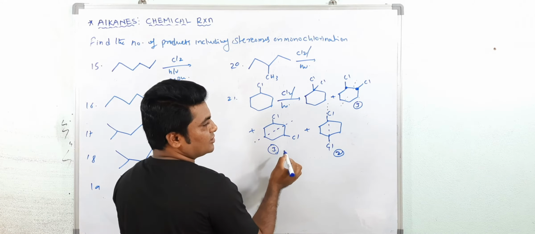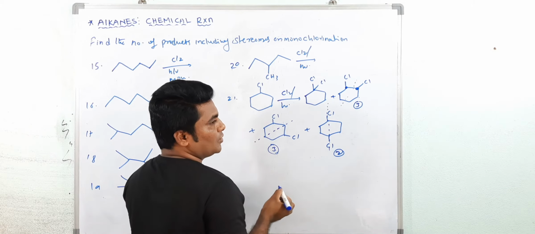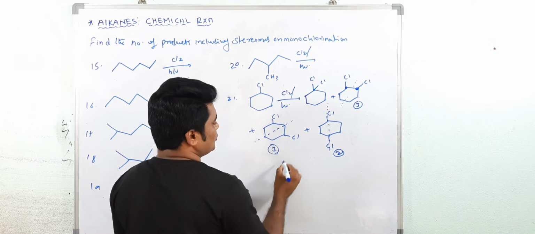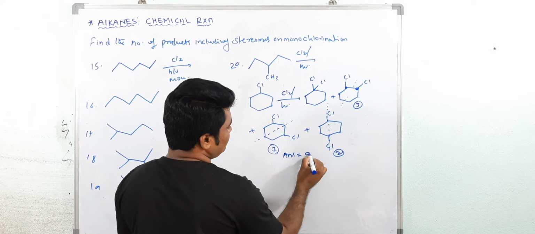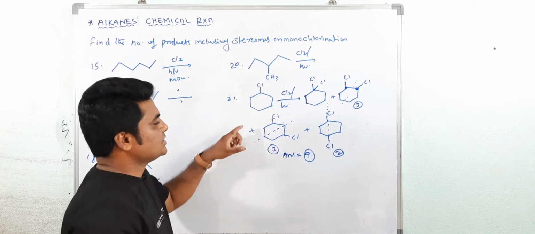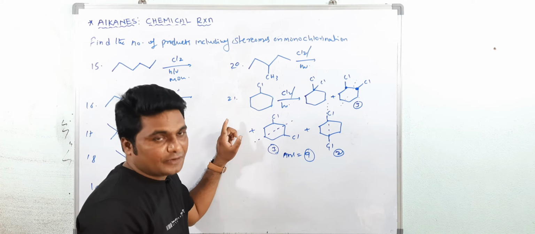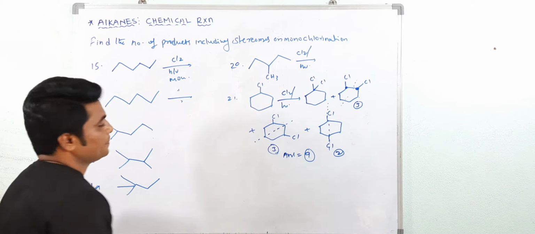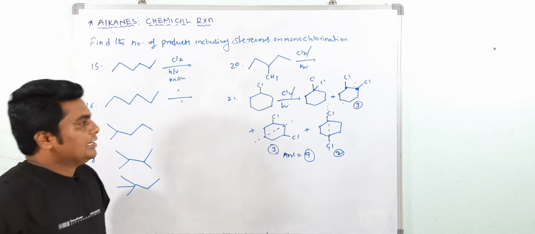So 3 plus 3, 6, 6 plus 2, 8, 8 plus 1, 9. So your answer is what? 9 you will get. So in this case they will ask enantiomeric pairs and fractions. All of these questions you have to solve. Okay? That's okay. Write down these questions.